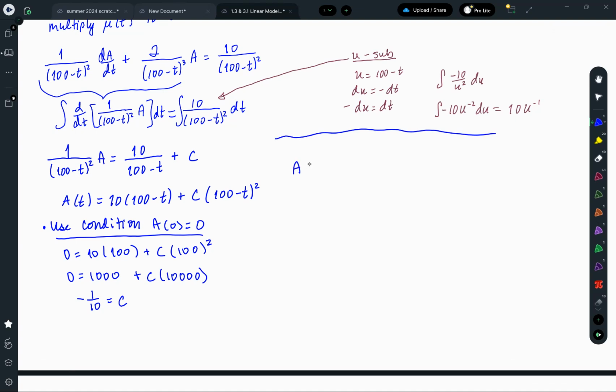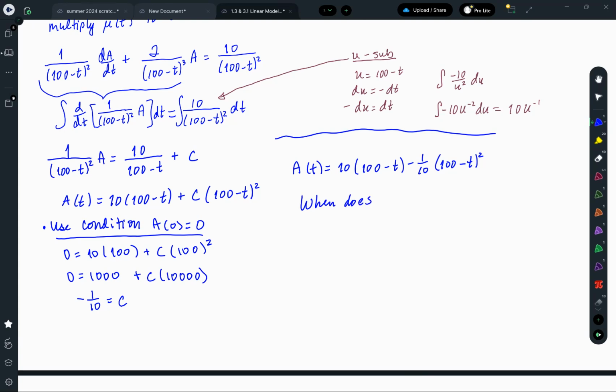Okay, so then a of t is equal to 10 times 100 minus t plus, or minus 1/10 times 100 minus t all squared. Okay, well, that's great. We've got our solution, but now when does the tank empty?